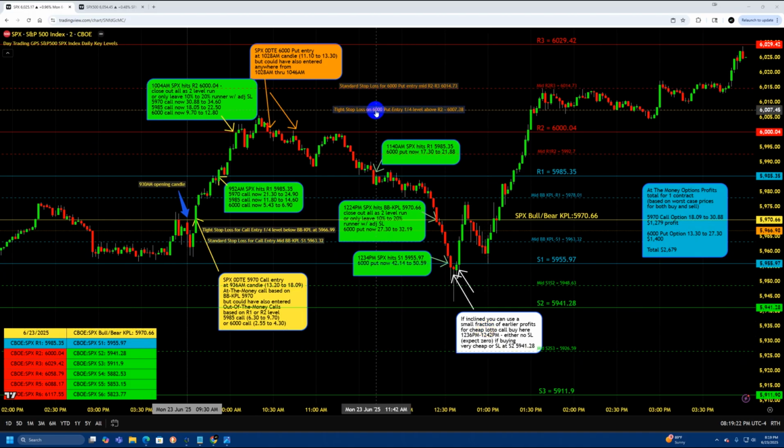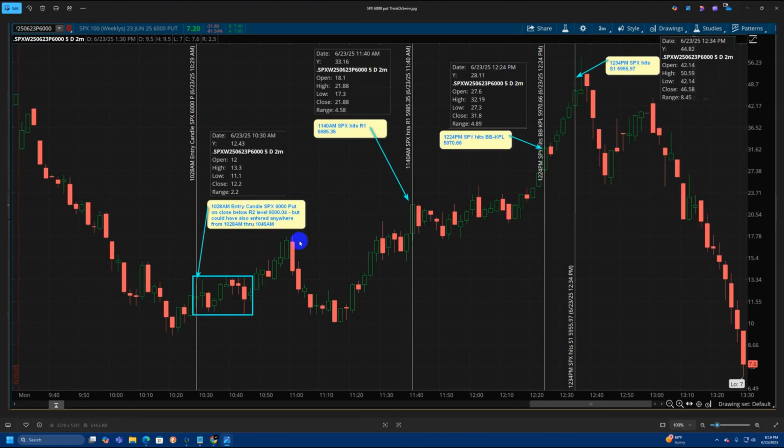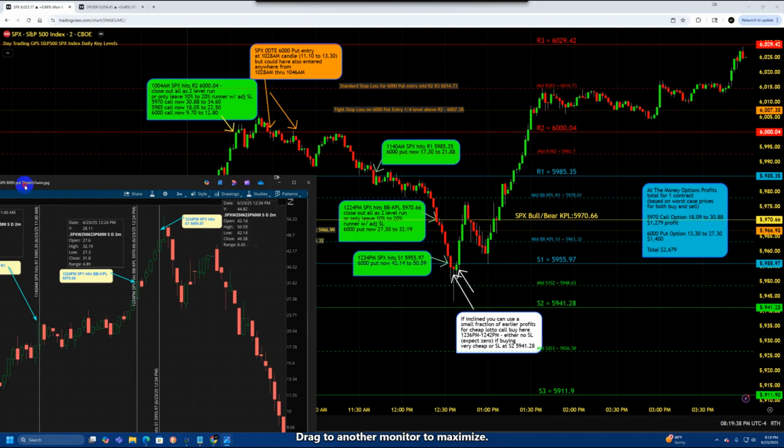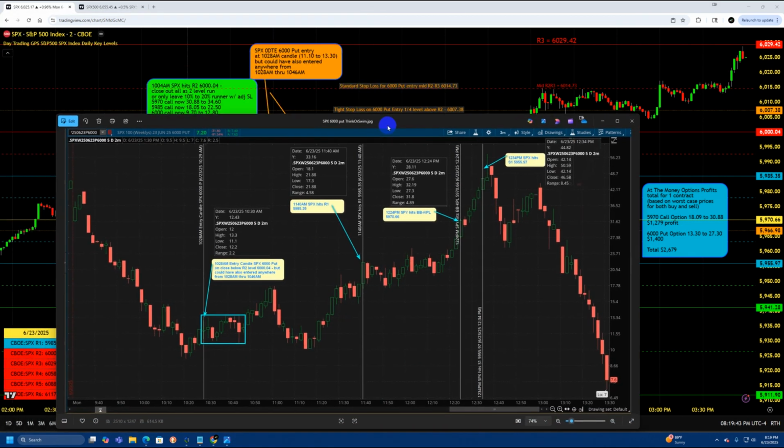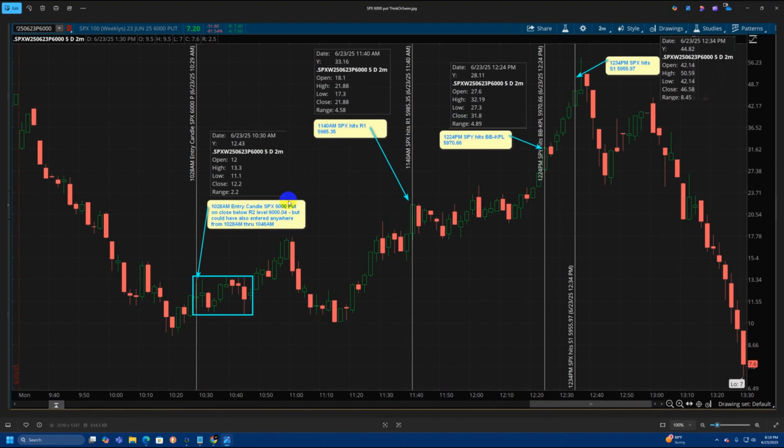Okay, so let's take a look at the 6,000 put, which is the final one here. So going back to the 6,000 put, remember the entry was at 10:28. Okay, so we have the 10:28 to 10:30 candle here.